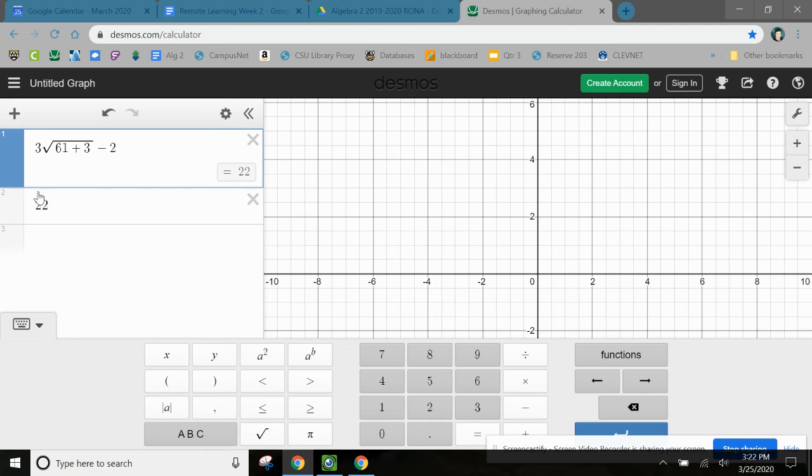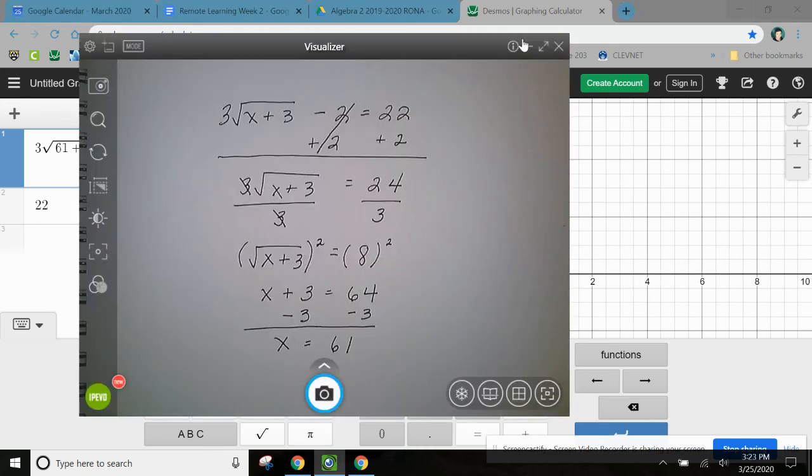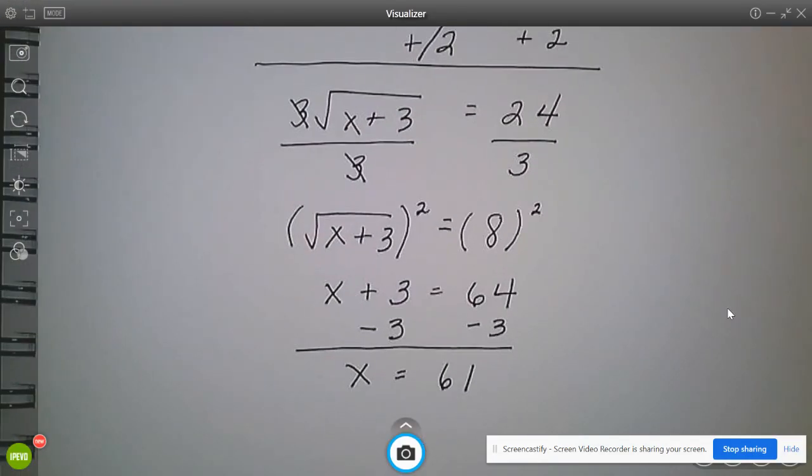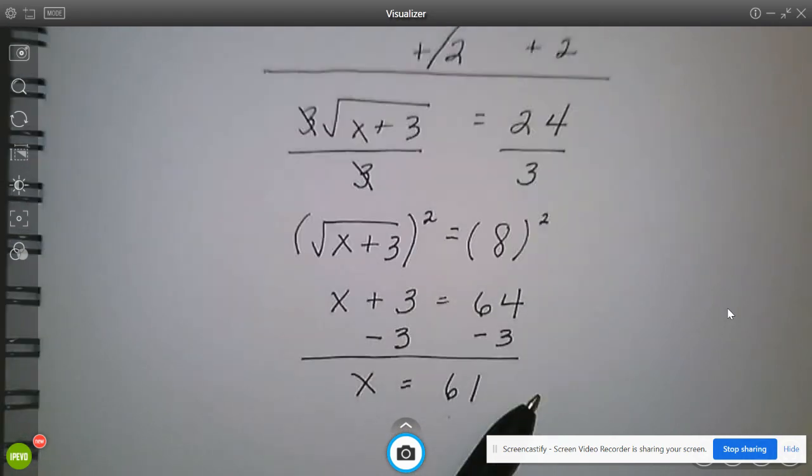Yes, it does. Now, the reason I showed it like this is because sometimes you'll have to check that it's not just a number over here. It could actually have other variables. So you'll have to sub in maybe the value of x into both sides. But we can see here that we have a match. So 22 and 22. So that means, by definition of a solution, if I sub it in and it makes an equation true, that 61 is a solution. Okay, so now you're going to practice some of these on big ideas.